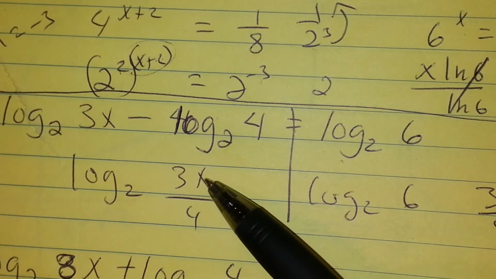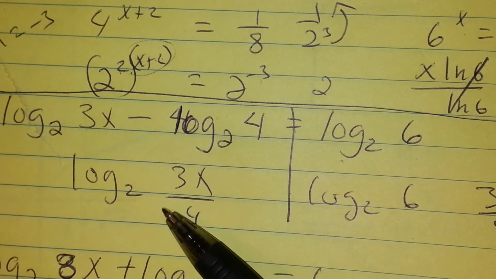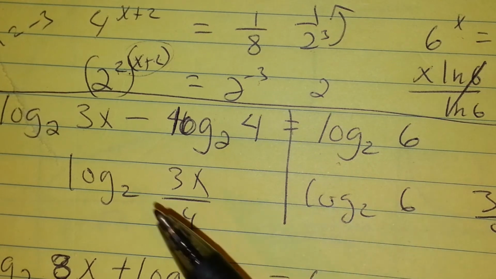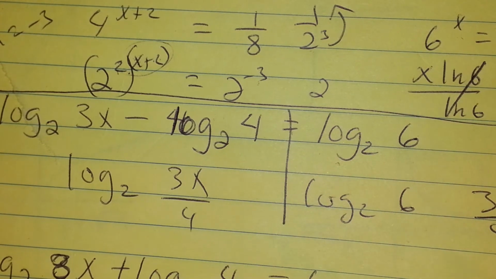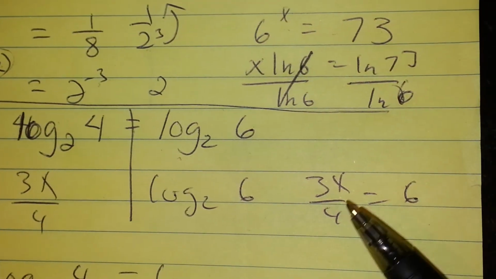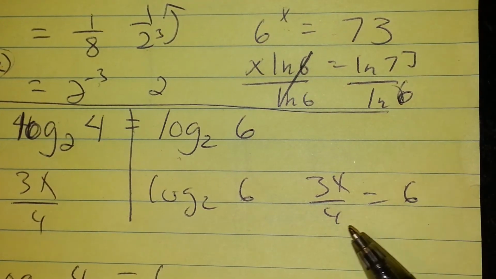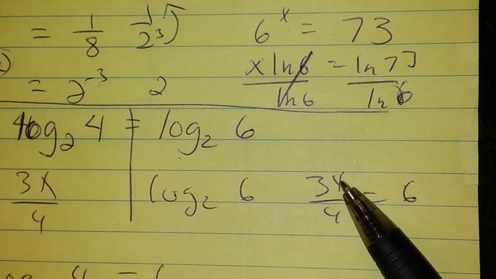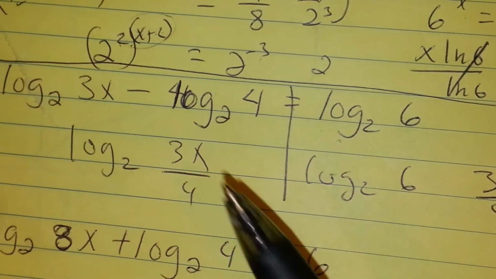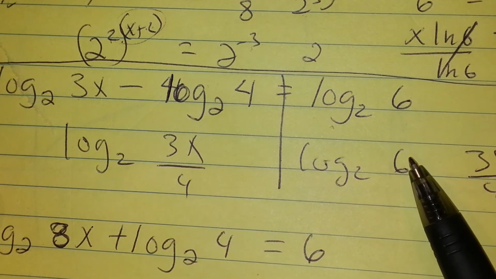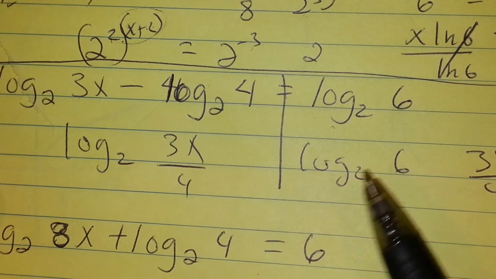Remember, a log is an exponent. This exponent equals this exponent. So both this 2 and this 2 are raised to the same exponent, so hence this equals this. So you set up 3x over 4 equals 6, multiply both sides by 4, that's 24 equals 3x, x would be 8. So when you get log on both sides, you set up log equal to log, and you set whatever you're taking the log of equal to each other.